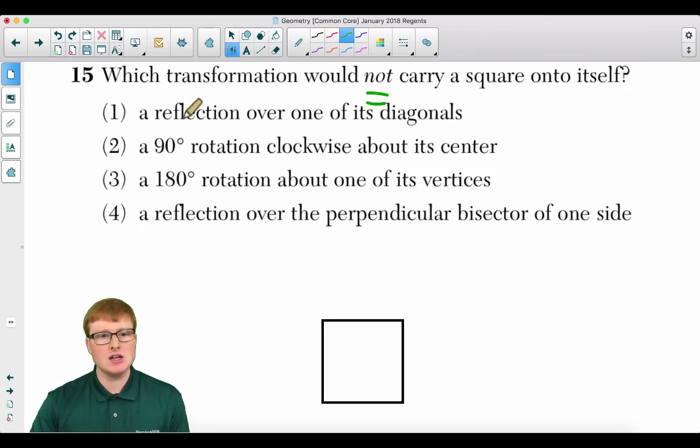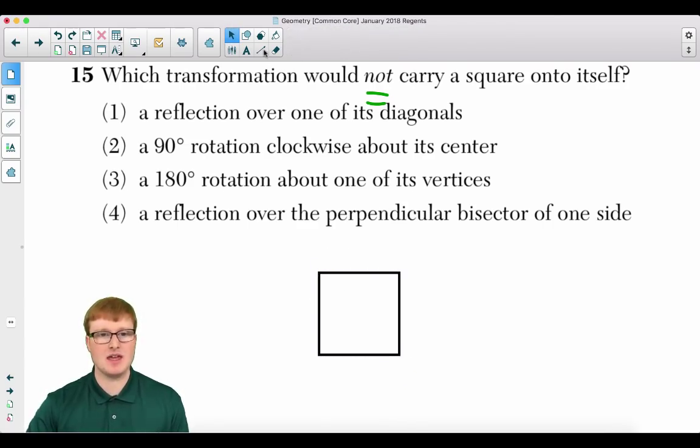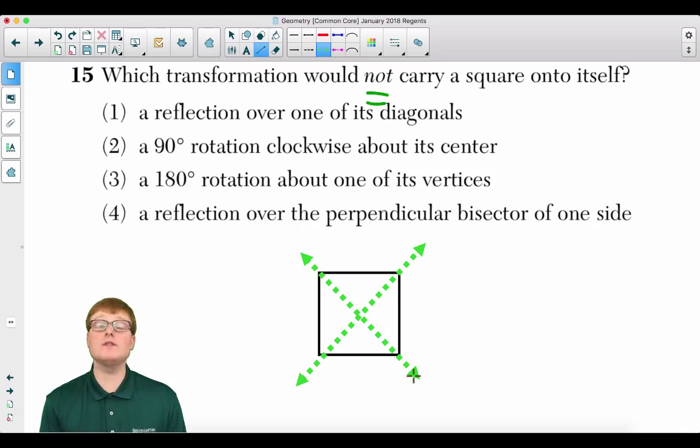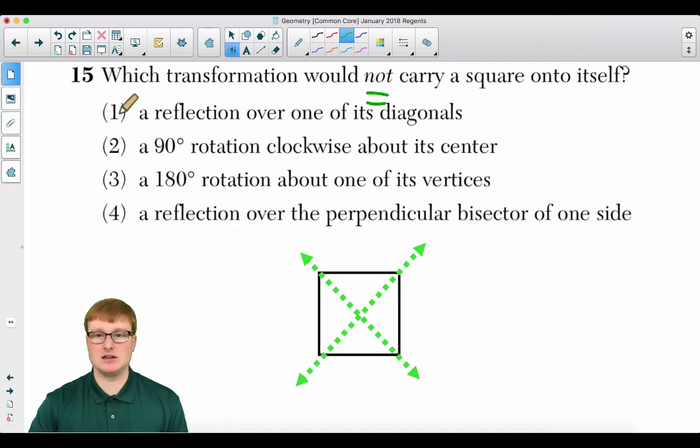Okay? So it says, for choice 1, a reflection over one of its diagonals. So if we take a square and we just draw some diagonals, right? So in this case, here and here. If you reflect over one of those lines, it's still going to fold onto itself. Everything's perfect. The square maps onto itself. A reflection over one of these diagonals is not going to change anything because the diagonals in a square are congruent. They form right angles, so everything about it is perfect. So that is actually not true. That actually does carry the square onto itself.